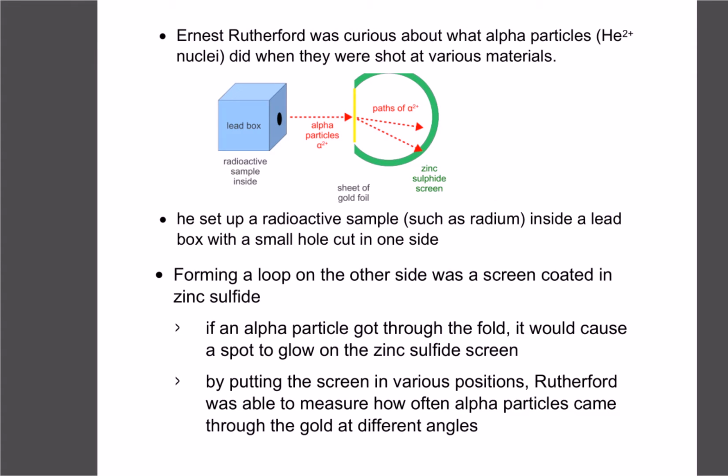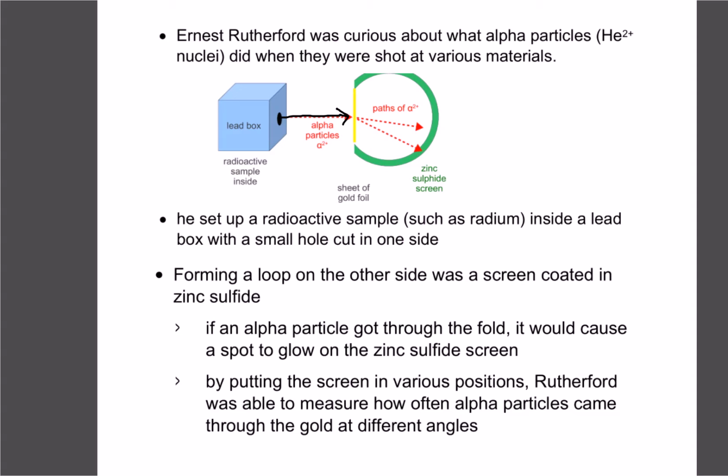So the next guy that comes along that fine-tunes the model idea is Ernest Rutherford. He was doing experiments with alpha particles, which are just helium nuclei, and we're going to get to those later on in a future topic. He would use a radioactive sample inside of a lead box, so the lead kept it from emitting outside the box, but he had a small hole drilled in it so that all of the alpha particles would be emitted outside of that hole.